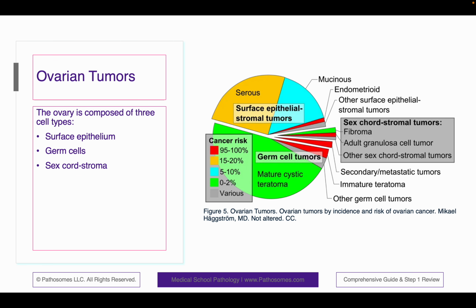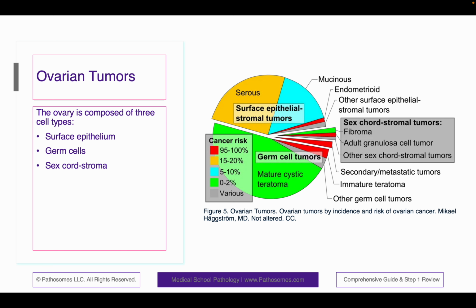Anyhow, speaking of colors, look at this chart here, showcasing the relevant ovarian tumors that you should be aware of, right? Let's take it back a step. The ovary, as we all know, is composed of 3 cell types. What 3 cell types? These 3 cell types. Surface epithelium, germ cell tumors, and sex cord stroma. And as we know, we can have various malignancies that arise from each, right?